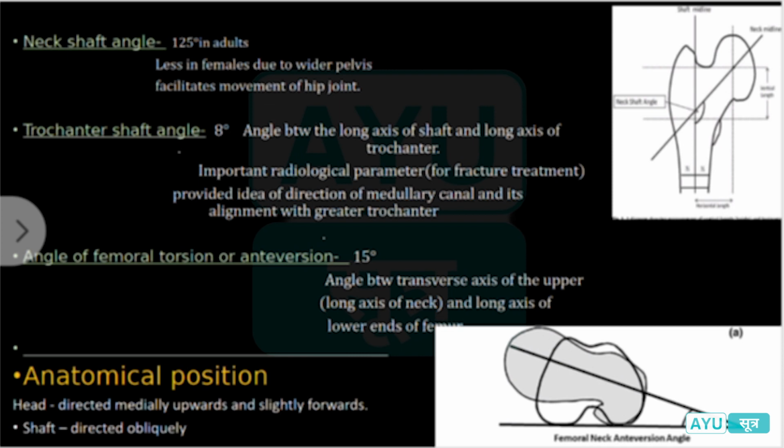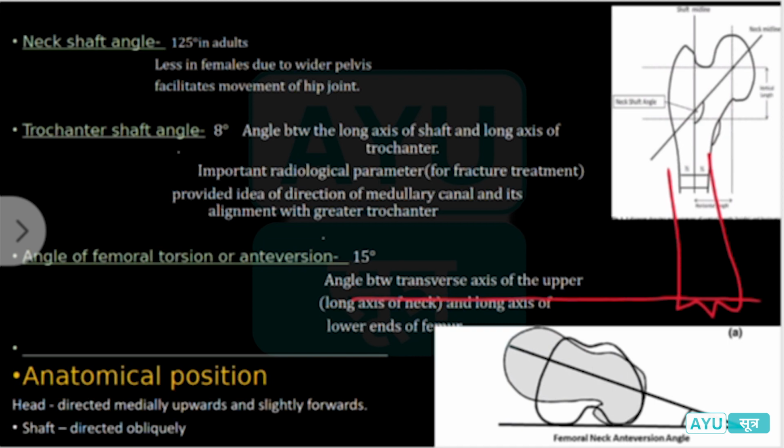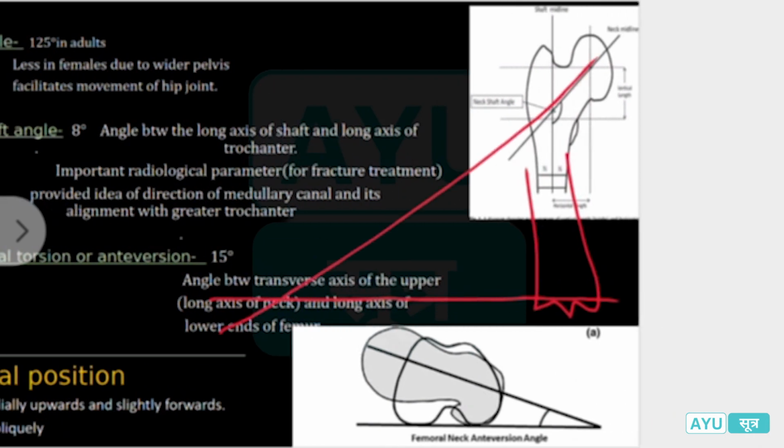Angle of femoral torsion or anteversion. Suppose this is the lower end of the femur and this is the transverse axis of the lower end. For the transverse axis of the upper end, we take the long axis of the neck. This is the angle of anteversion or femoral torsion.